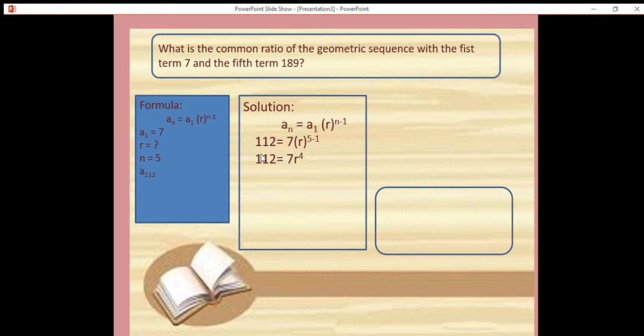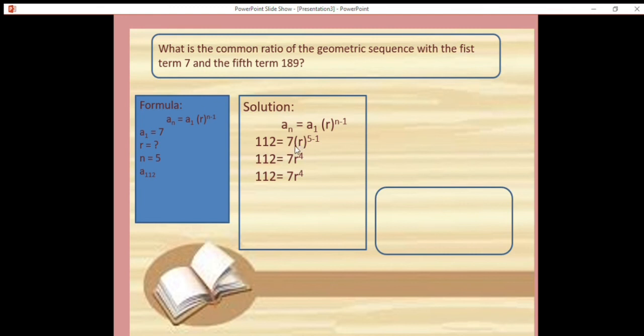Now, in solving a geometric or arithmetic sequence, remember that the first thing you're going to do is to subtract the exponent before multiplying or dividing. So, this is it. 112 is equal to 7 times r to the power of 4. Why? It's because we subtract the exponent first, which is 5 minus 1 is equal to 4. So 112 is equal to 7r to the power of 4.